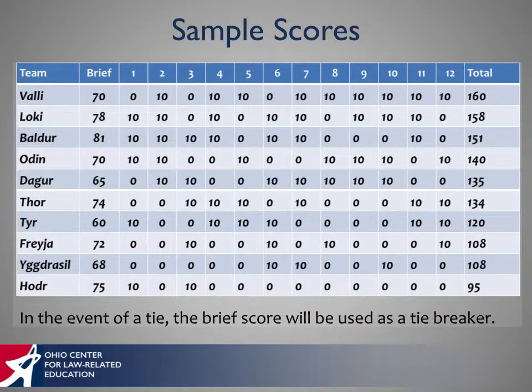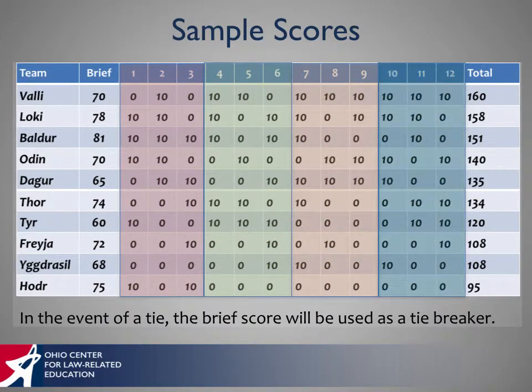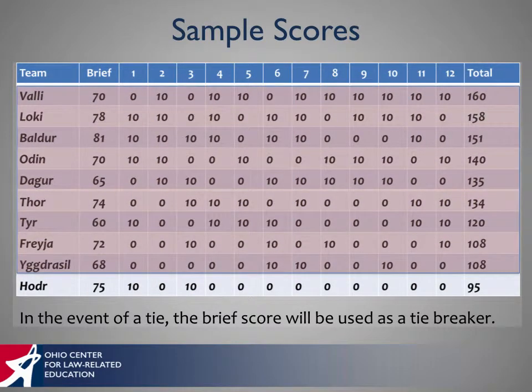This table shows an example of how a tournament could play out. First, the brief score for each team is put into the table. Next, the points a team earned or did not earn from each of the 12 judges they saw during the 4 preliminary rounds are added. After all of these scores are totaled, the top 8 teams will advance.